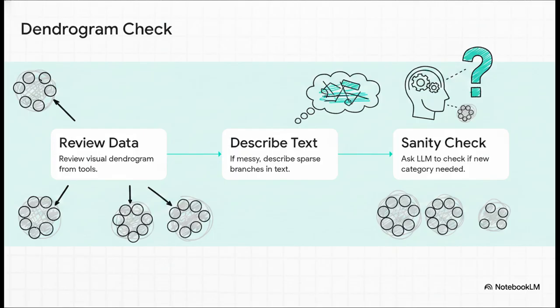Now, if you're using an advanced tool like Optimal Workshop, you might be looking at a dendrogram. That's one of those branching tree-like diagrams that show data clusters. If your data is messy with a ton of poorly correlated cards, an LLM cannot just look at that image reliably. You actually have to translate it for the AI. You'll want to describe the sparse branches and strong clusters in text, and then ask the LLM to sanity check that visual data. Ask it something like, based on these 12 low correlation cards, should I accept the main 3 clusters, or is the data demanding a 4th category?